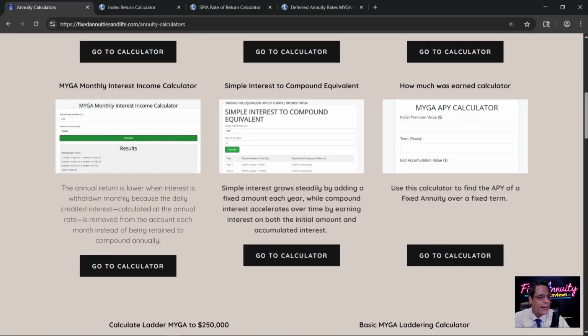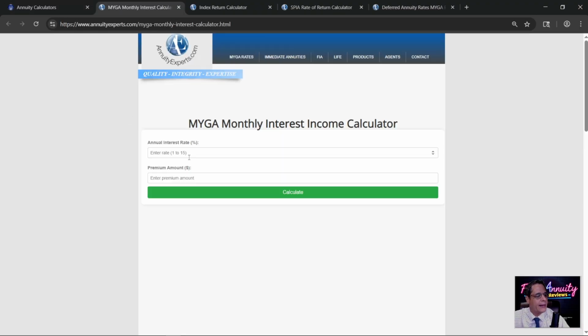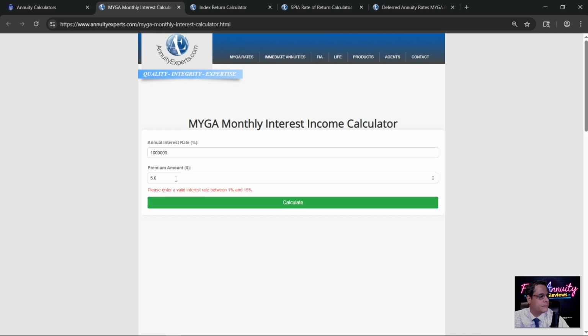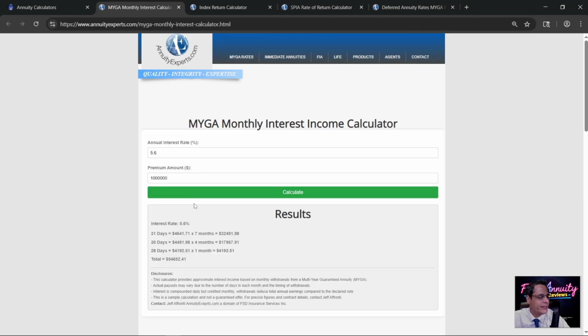Moving along, the MYGA monthly interest income calculator. This is a good one because I get this question a lot. So again, let's do $1 million premium on this one. And we're going to say, again, that 5.6% rate. We'll go ahead and calculate that out. Oh, that's the premium. I did it backwards. Sorry. 5.6 is the rate, and the premium's on the bottom. It's good if you read the section data entry points.